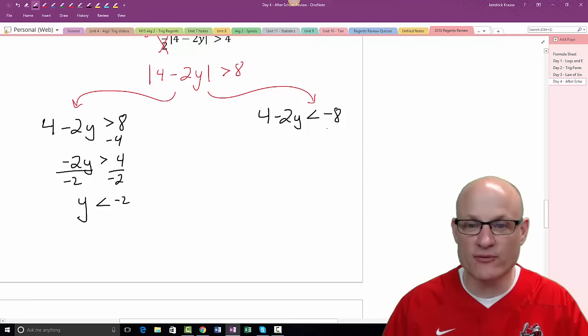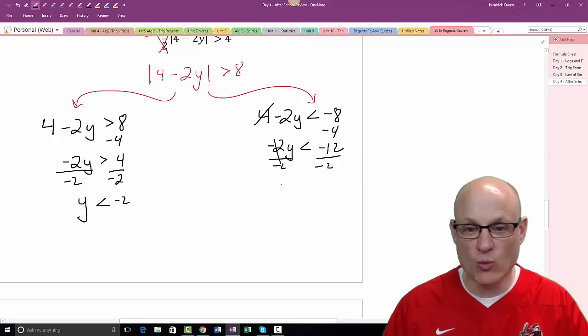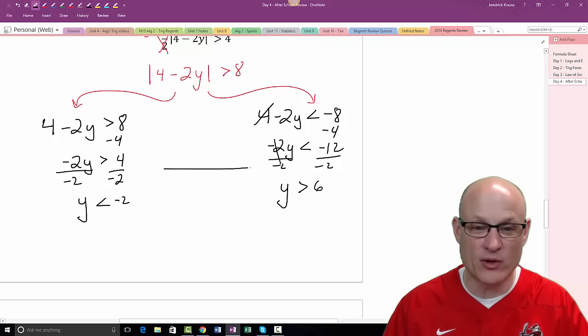And over here we're going to subtract 4. And we get negative 2y is less than negative 12. Divide by negative 2. There we go, and divide by negative 2 again. So I get y is greater than positive 6. And once again, I'm pointing in 2 different directions. Here's negative 2. We're going less than. Here's 6. We're going greater than. So this is an OR.